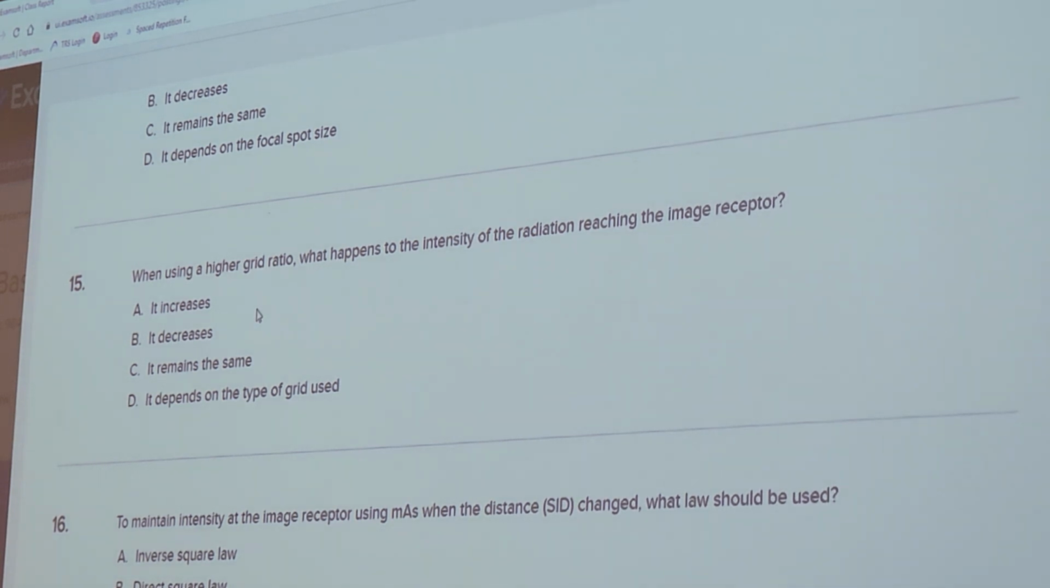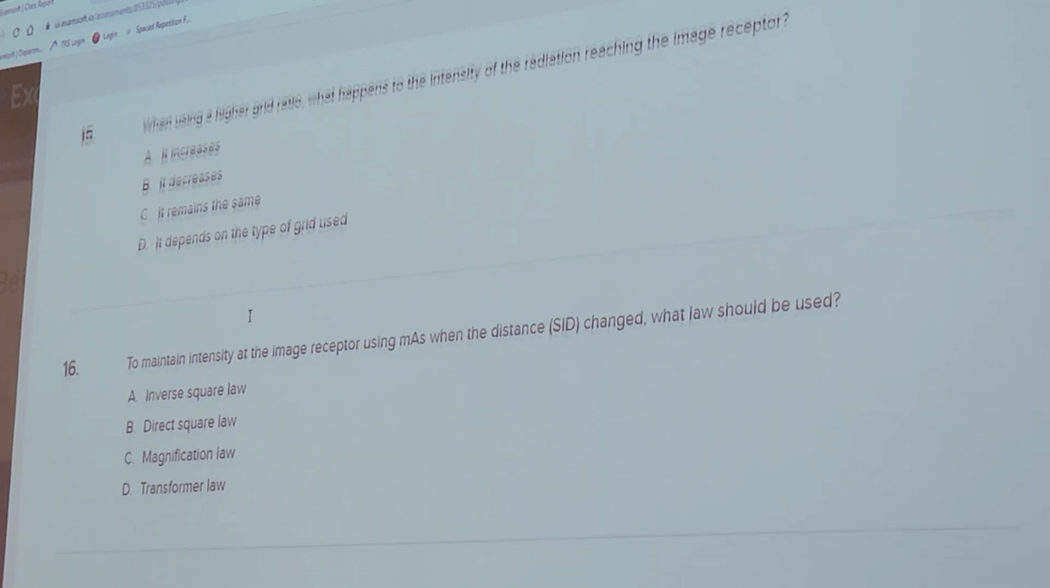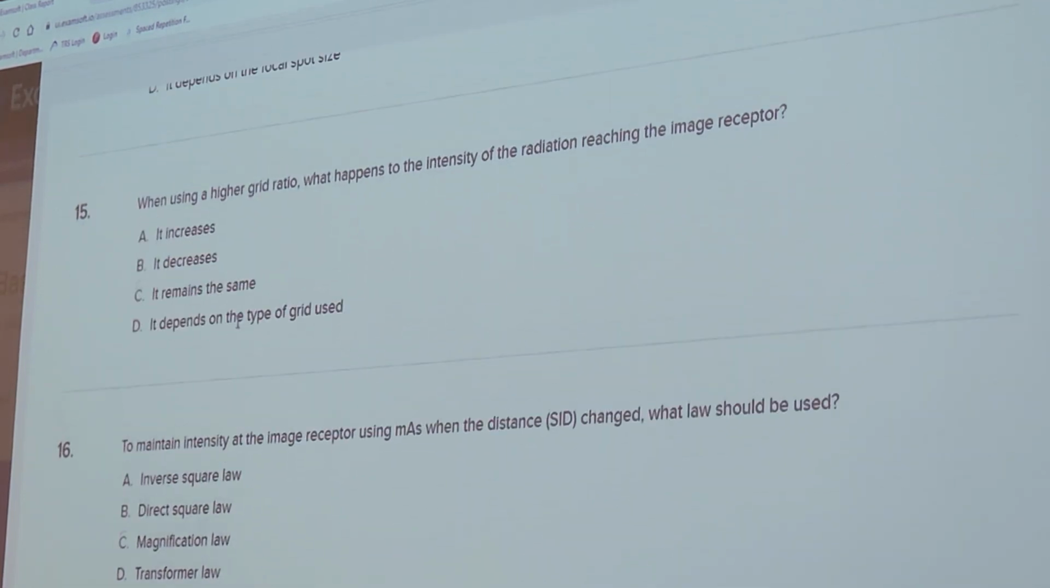Okay. Number 15. When using a high grid ratio, what happens to the intensity of the radiation reaching the image receptor? It decreases. Awesome. Do you understand why we did that though? I just saw higher and I went lower, so that's how I guessed. It's okay. We'll talk more about this in the next chapter.